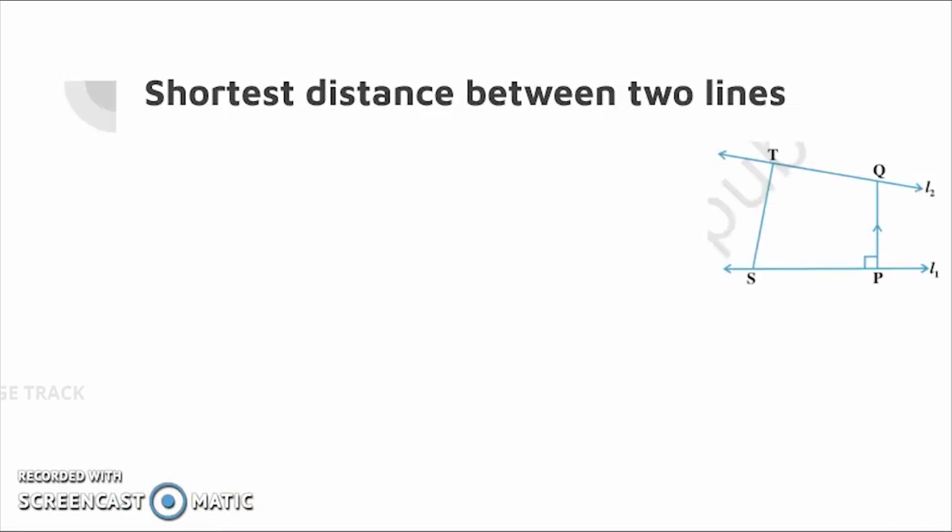Next topic is shortest distance between two lines. In this also, there are two cases. First is, the two lines L1 and L2 are parallel to each other. And the second case is L1 and L2 are not parallel to each other. They are skew lines. Skew lines are the lines which are not parallel to each other and neither do they intersect. Means they are not parallel and they don't intersect either.